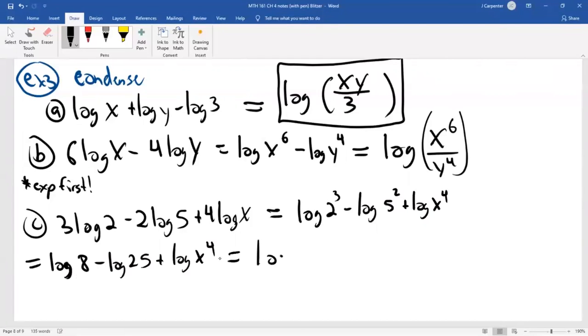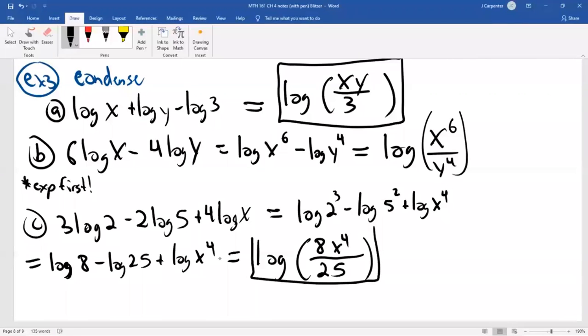So now, they're all bases of 10, so we can write a single log. The 8 and the x to the 4th were positive logarithms, so the 8 and the x to the 4th go in the top. Positive log with the 8, positive log with the x to the 4th. The 25 came with the negative log, so the 25 goes in the bottom. This is our answer.